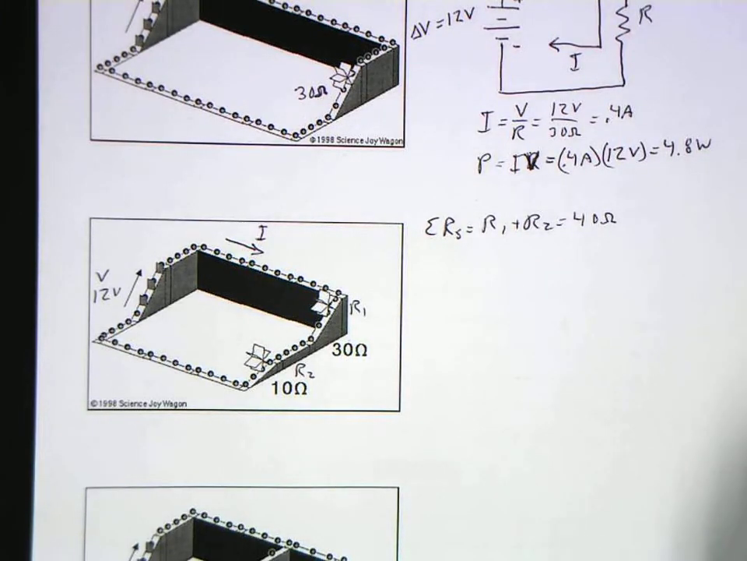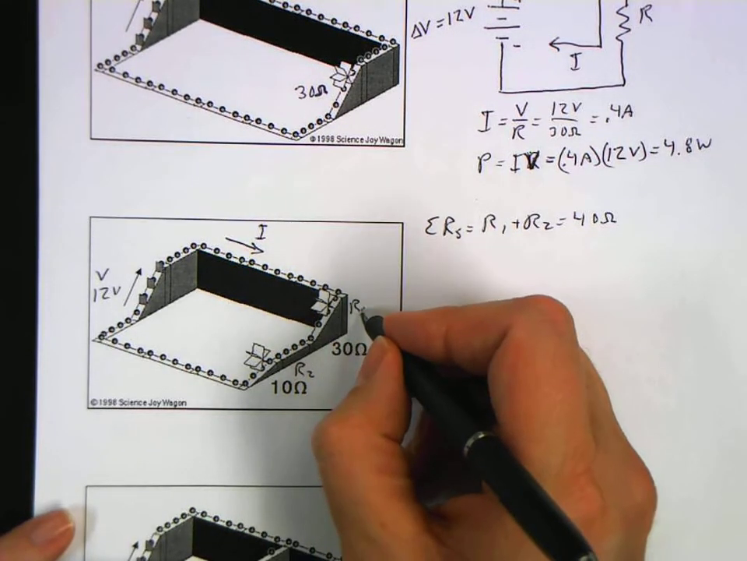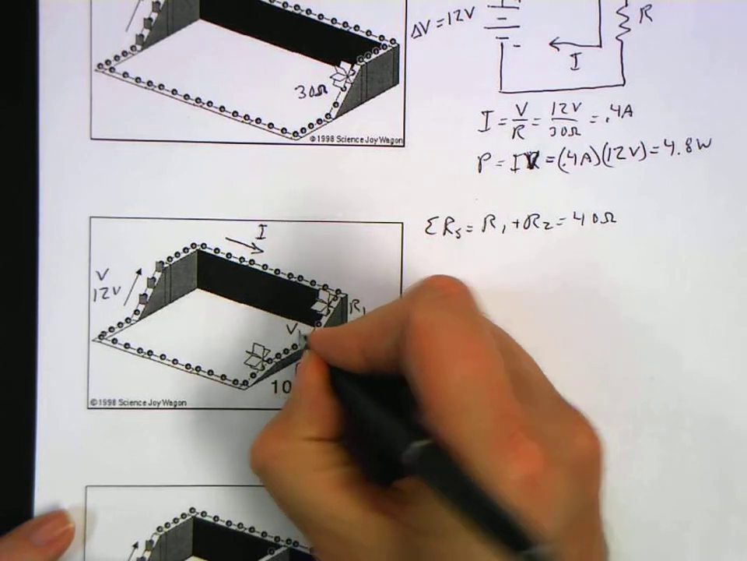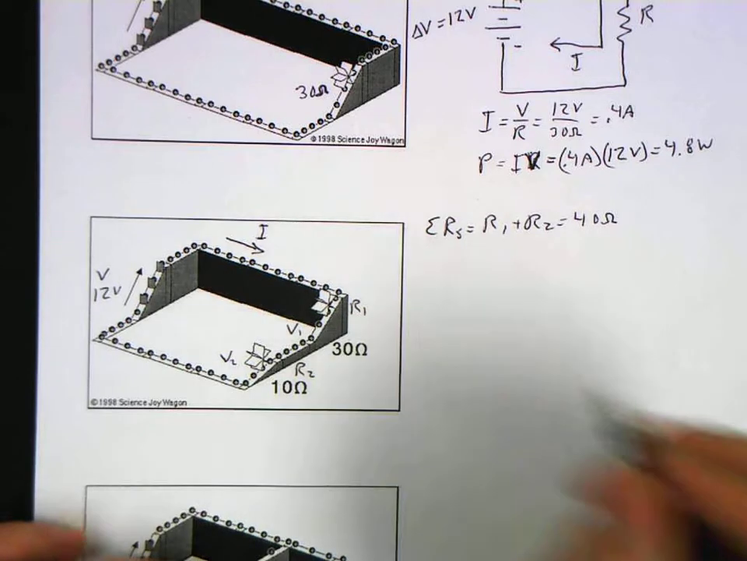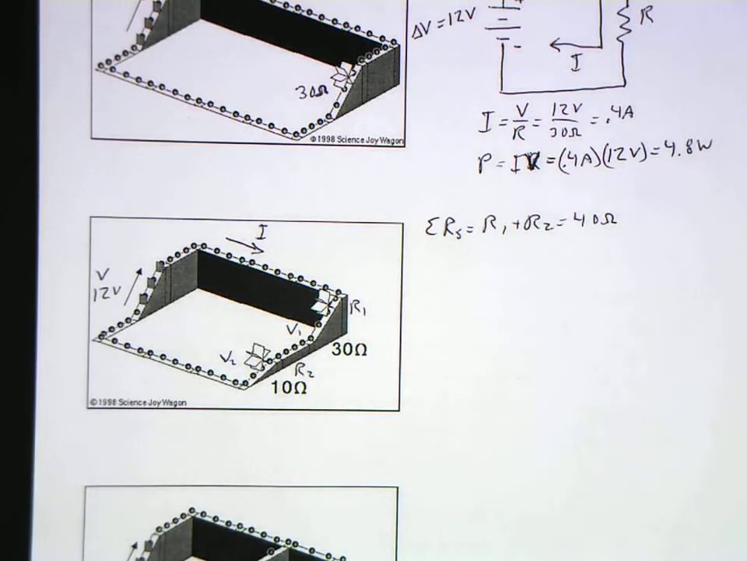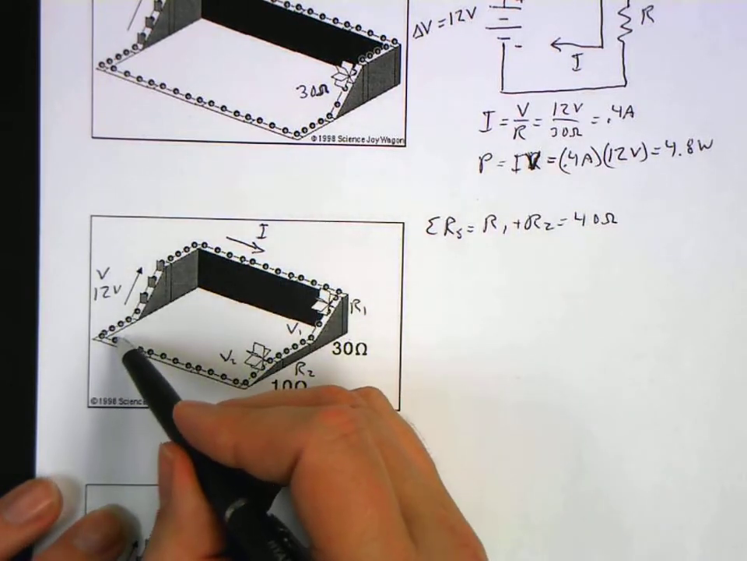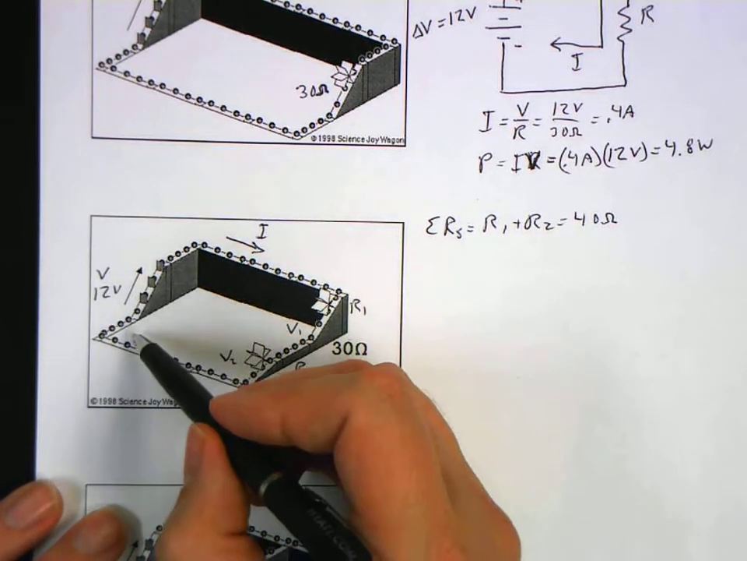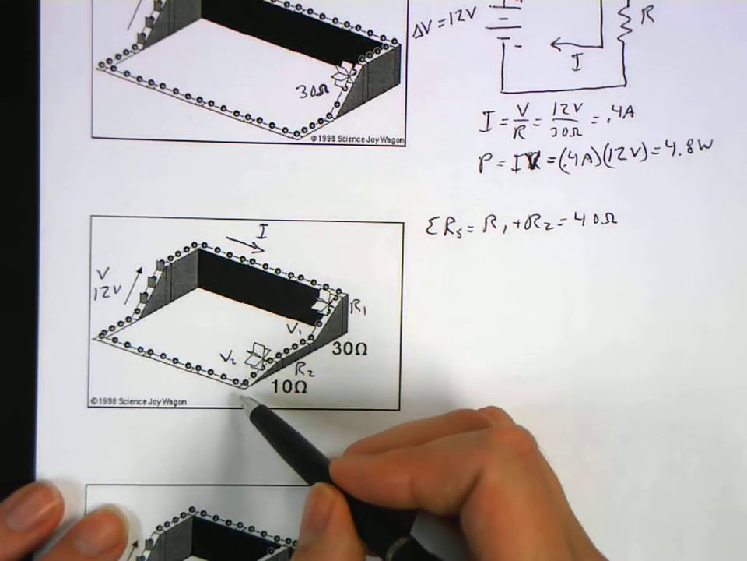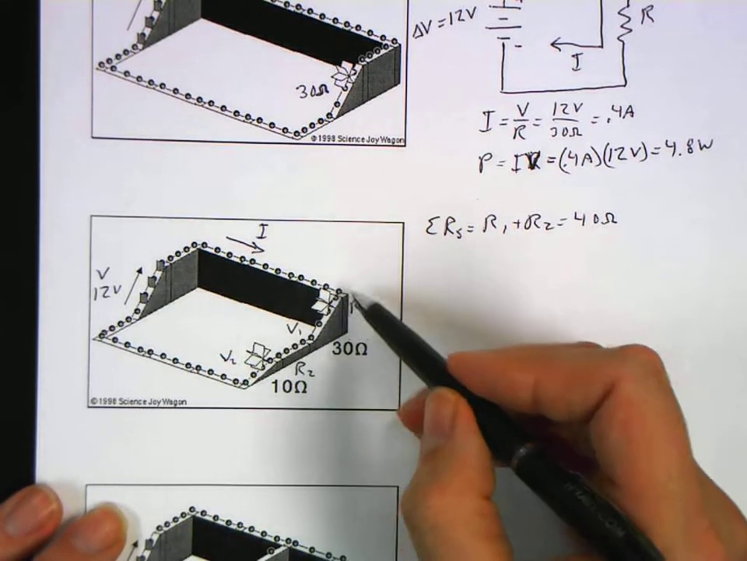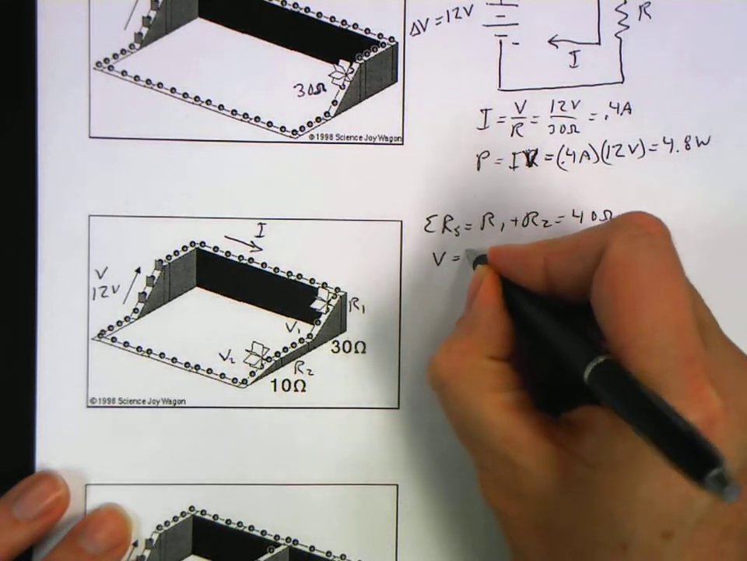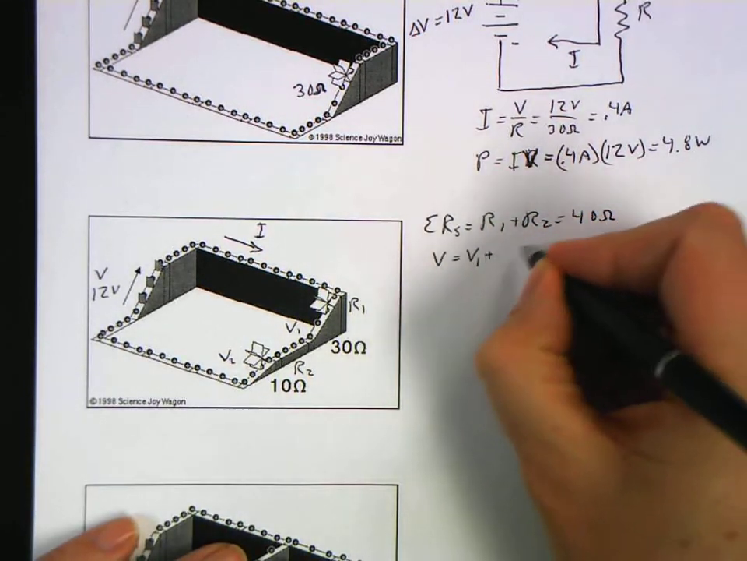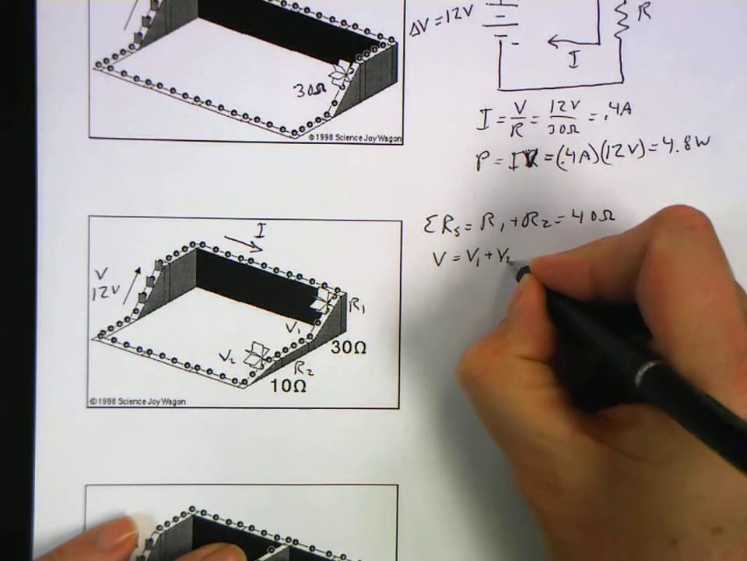If I wanted to know what is the voltage drop across this resistor, and what is the voltage being used up by this resistor, now we are talking about Kirchhoff's loop rule, which says when you go around a full loop, the change in voltage is 0. Here it's gaining voltage, here it's losing voltage. Okay? So the voltage gain is equal to the voltage loss. And so that means that V is equal to V1 plus V2. That is Kirchhoff's loop rule.